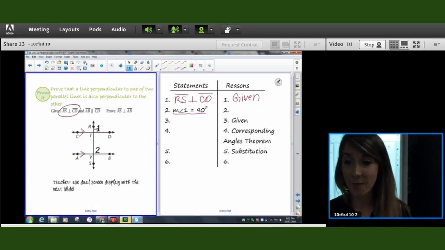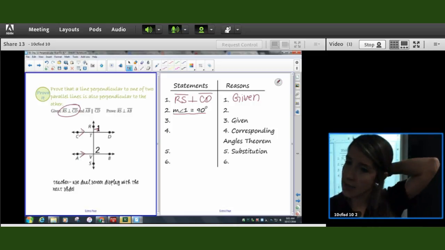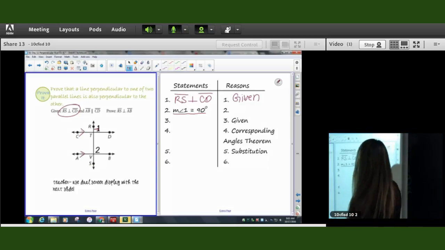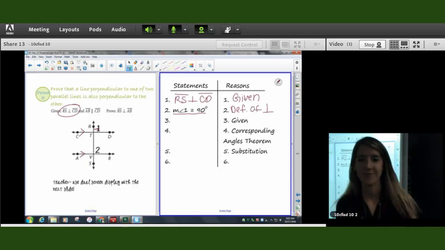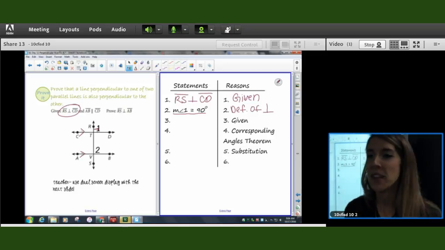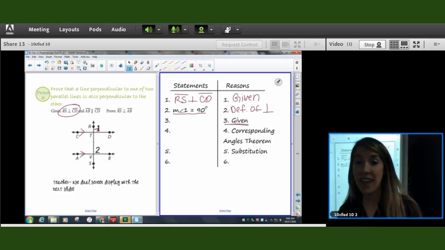Now I have to back it up. You don't just say things without backing it up. So the measure of angle 1 is 90 degrees. What is the reason why? Definition of perpendicular. That's it. Just the definition of perpendicular. Look it up: two lines are perpendicular if they form a right angle. So cool, you went as far as you can with that given.